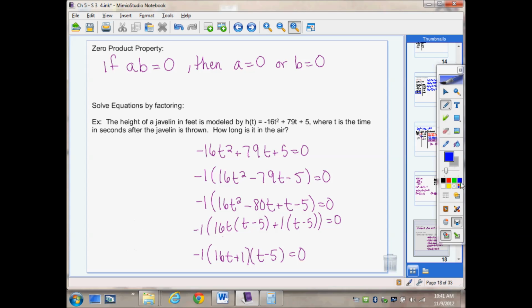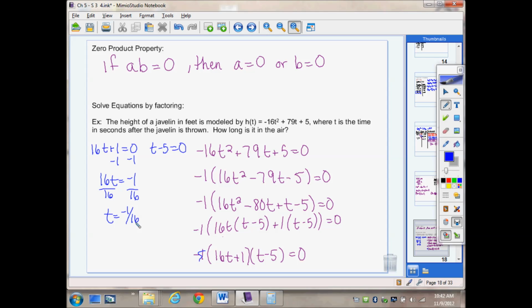The zero product property tells me that if I have things being multiplied together, at least one of them is 0. Negative 1 is not 0. Do we agree? We could get rid of that. We can divide both sides by negative 1, and it goes away. So I have 16t plus 1 equals 0, and then t minus 5 equals 0. I take each of those parentheses and set them equal to 0. If I subtract 1 from both sides, I get 16t equals negative 1. Dividing by 16, I get t equals negative 1/16.